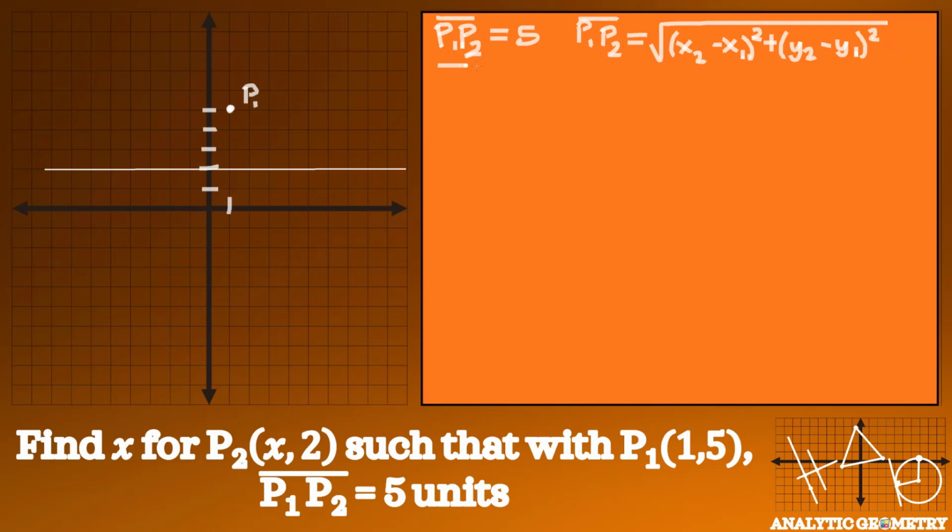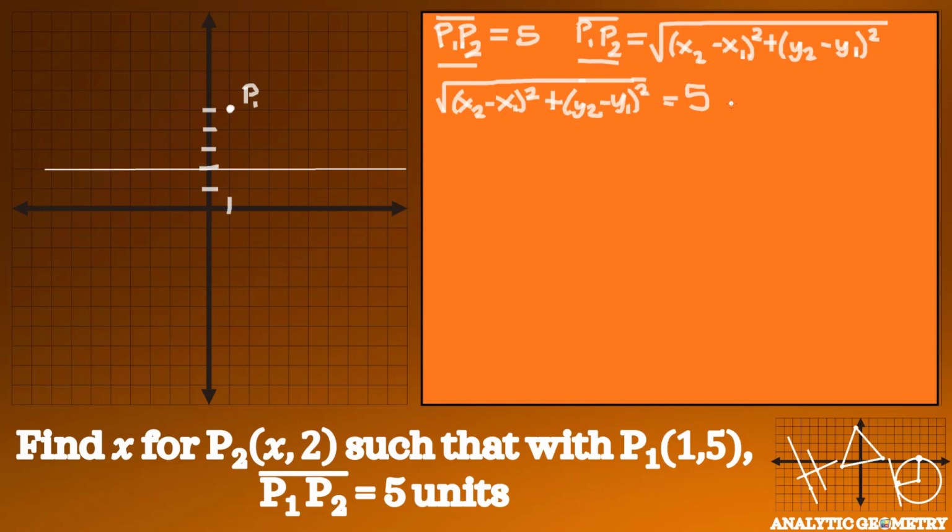Knowing that this is the given and this is the notation for the formula, we could say by transitive property that the entire expression, the square of the difference of x sub 1 and x sub 2 plus the square of the difference of y sub 2 and y sub 1, under a radical expression of square root, will be equal to a value of 5 units. So this would be the strategy that we are going to apply here.